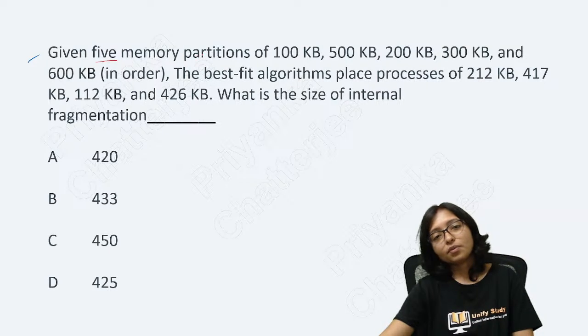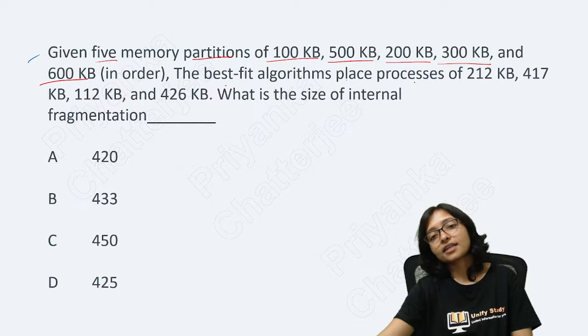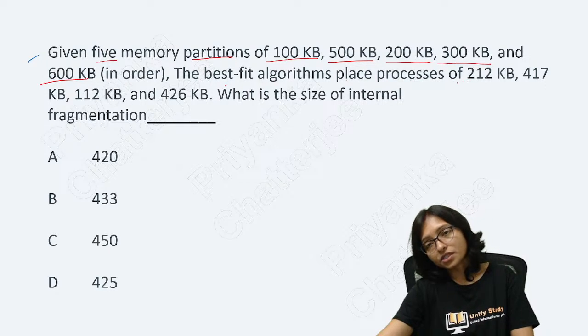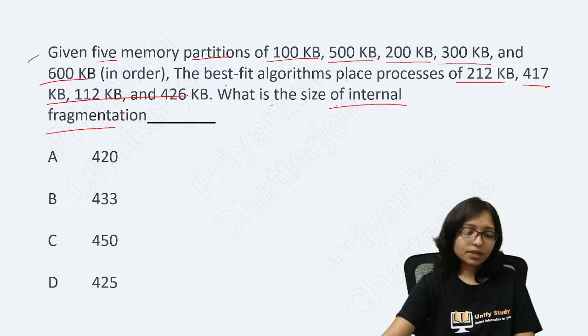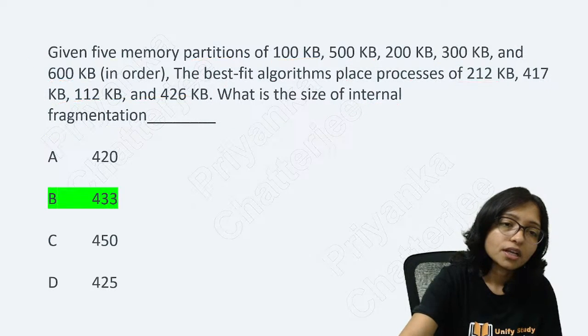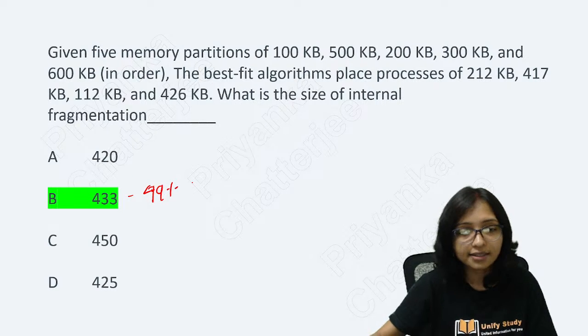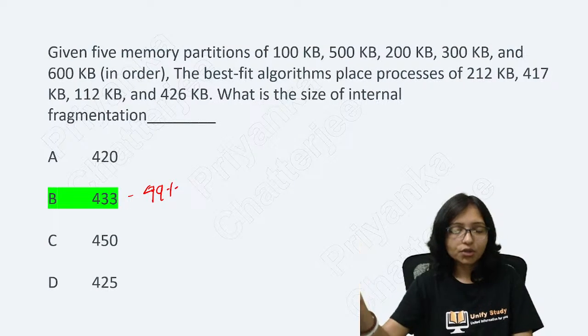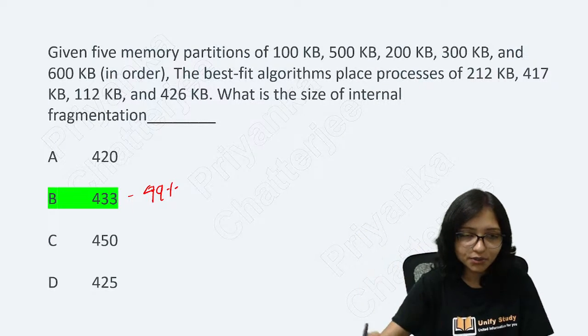Given 5 memory partitions: 100 KB, 500 KB, 200 KB, 300 KB and 600 KB. The best fit algorithm places the given processes. What is the size of internal fragmentation? I can see only 37 students voted. Others are not voting at all. And out of those, only 49% of students are correct. Others made mistakes. Let them make mistakes, as many as they want.